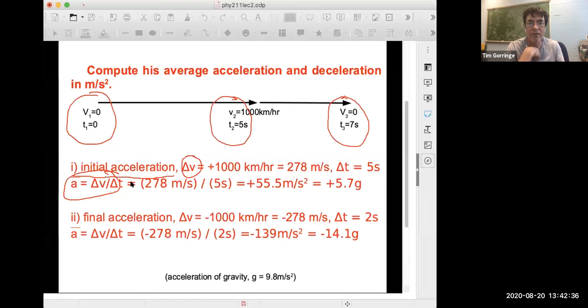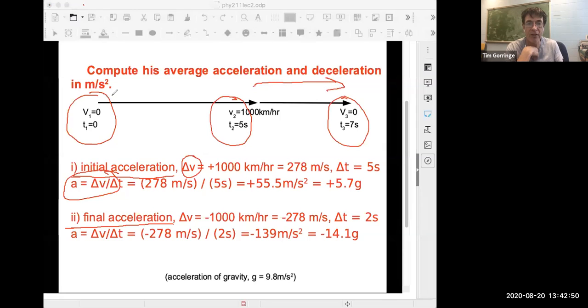Here it is. So I'm now calculating the final acceleration. And the final acceleration is from here to here on this picture. This was the initial acceleration over here. And in this case, I need again the change in velocity and the elapsed time. The change in velocity is now minus 1,000 kilometers an hour because he's going from 1,000 kilometers an hour down to 0. So it's negative.